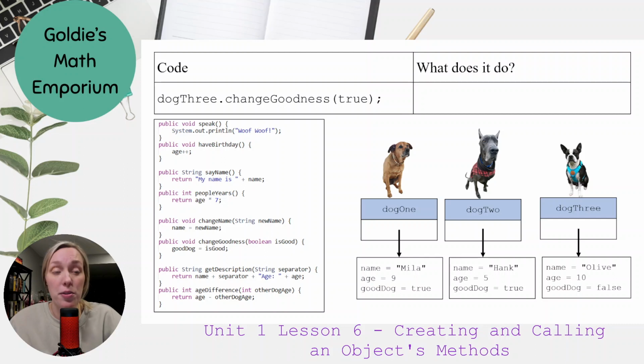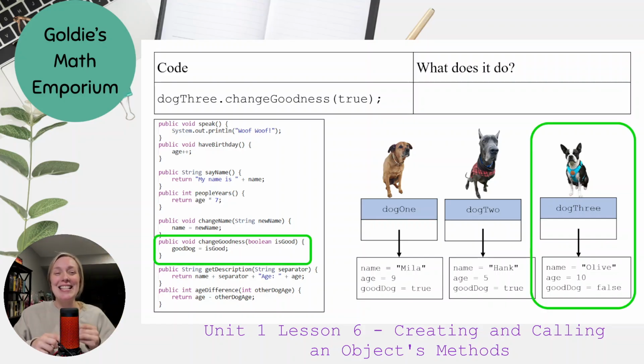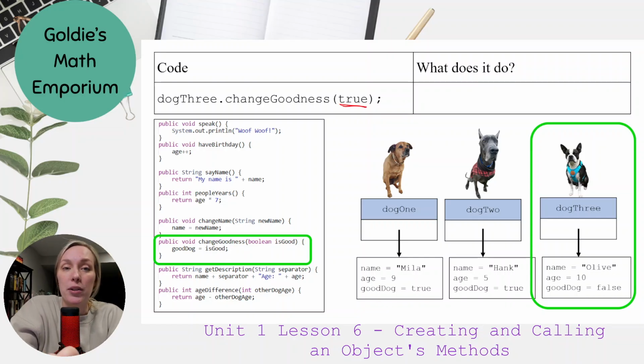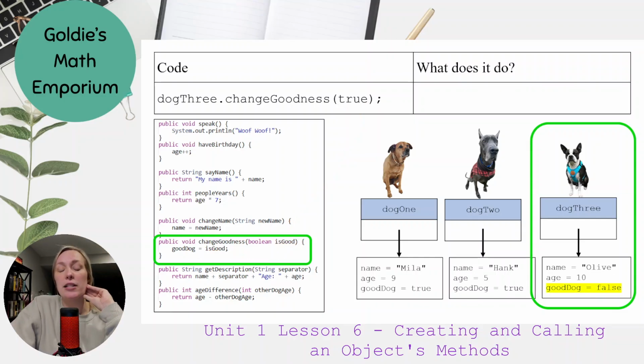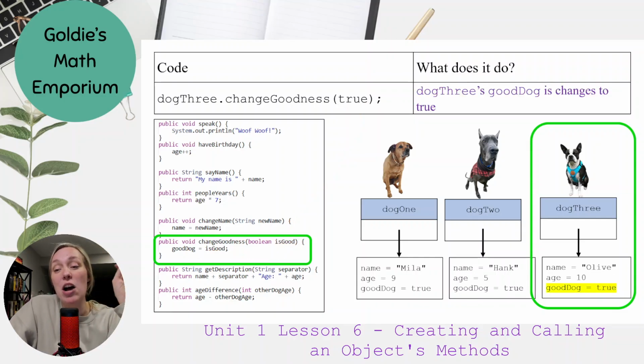All right, let's do dog3.changeGoodness(true). Maybe you can figure out what this does without tracing the code, but we're going to trace it. dog3 is our reference. Go to changeGoodness. You're going to pass it true. True gets passed to this boolean, which is a placeholder here, and it's going to get stored in goodDog. Which means that goodDog, instead of false, Olive gets a redemption story arc, and they are now true. So dog3's goodDog now changes to true.